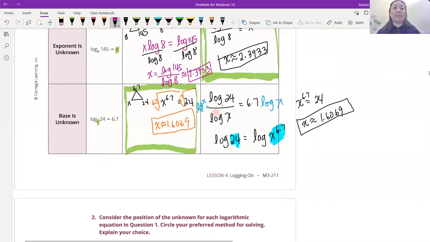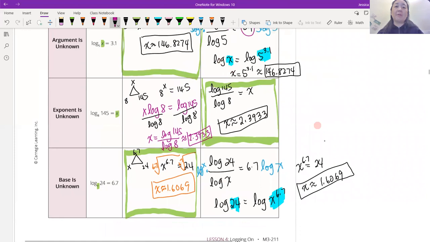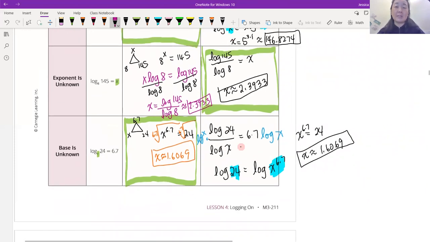And then here is the change of base. And again, just like with the first problem up here, we're going to have to multiply both sides by log x because that's in the denominator. You don't want it in the denominator. So then all we have left is log of 24 is equal to, remember this 6.7 goes back up to the exponent. So it's going to be log of x to the 6.7. And so that means that 24 has to equal x to the 6.7. So again, we would do the 6.7th root, we'll get the same answer. So it looks like here that the exponential form way is the more efficient way to go.